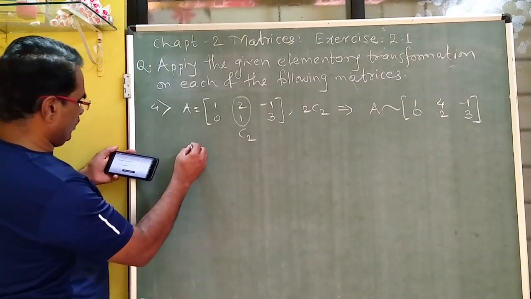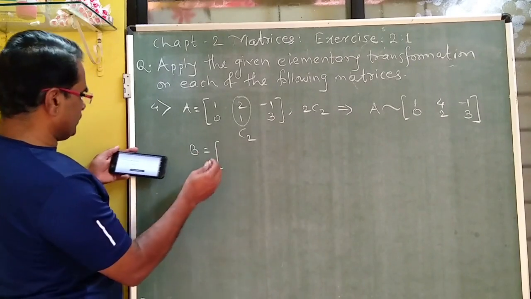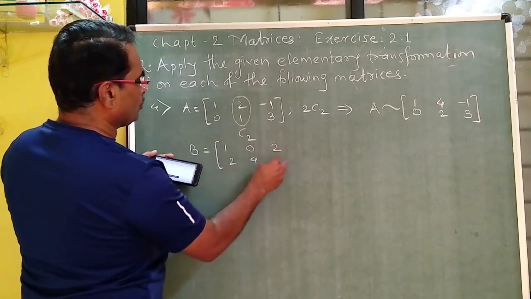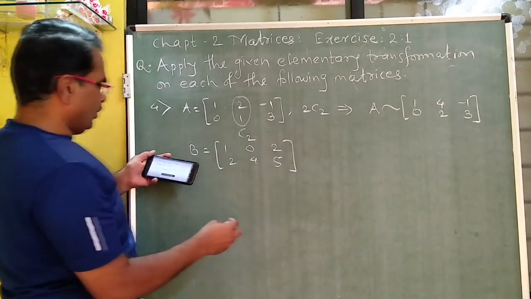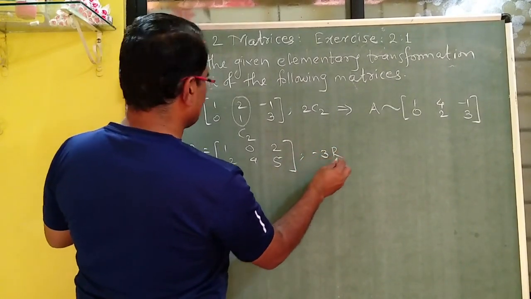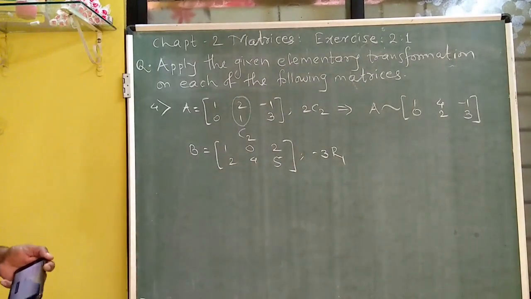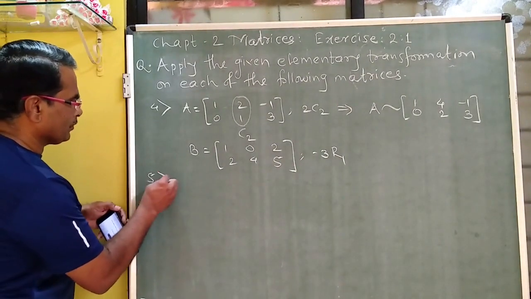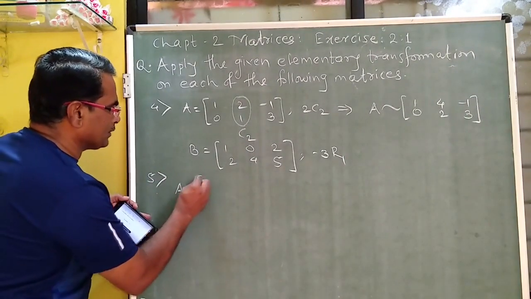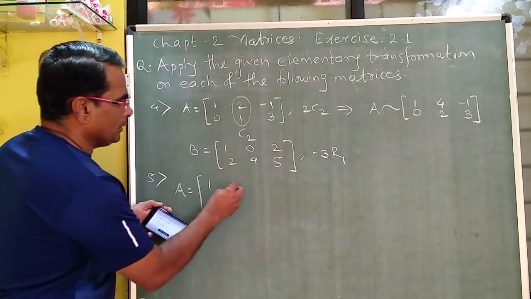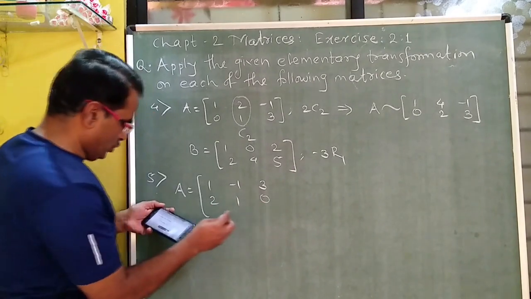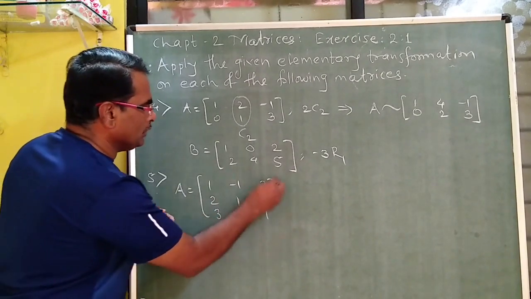In the same, you are also given another one, that is matrix B is 1 0 2 and 2 4 5, and on this you have to apply the transformation minus 3 times R1. You can do this yourself also. Next question is question number 5, that is you are given a matrix A of order 3 by 3. It is 1 -1 3, 2 1 0 and 3 3 1.